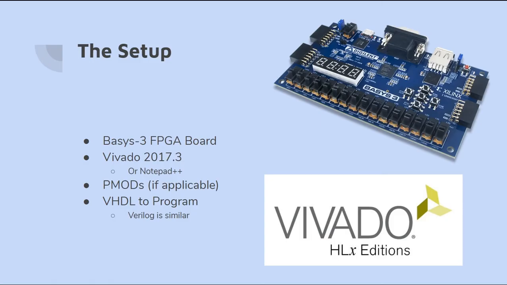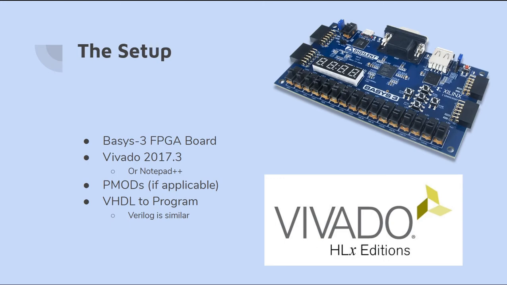Moving on. So basically how this course is going to work is I own a Basys 3 FPGA circuit board, which is what you're seeing in the top right there. That's what we'll be programming. We'll also be using Vivado. I have version 2017.3. Of course, Notepad++ before you actually put in Vivado, because Vivado tends to be very demanding of a machine.